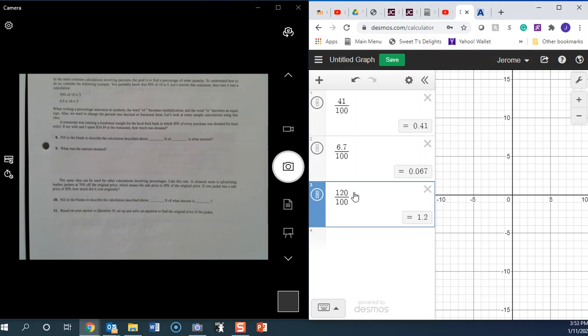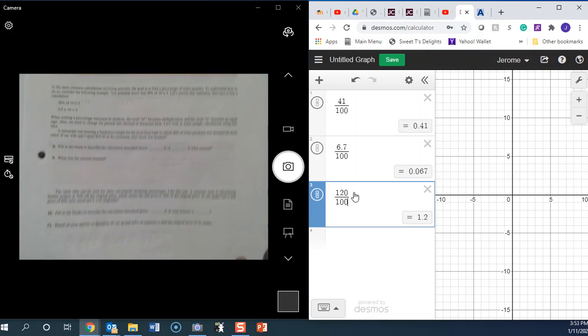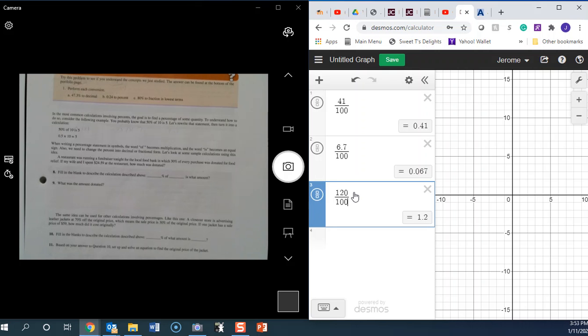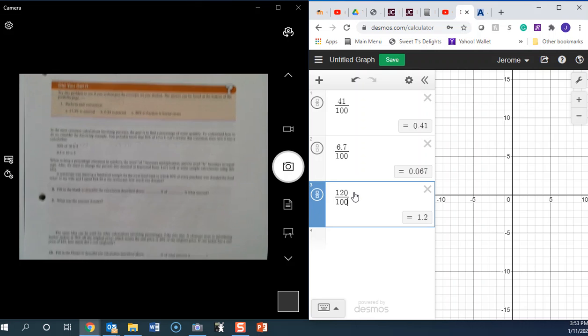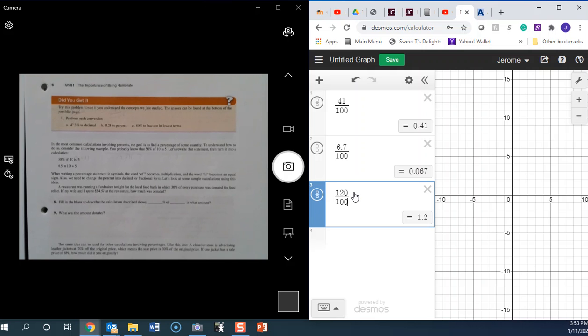Now again, if you have any questions, please feel free to ask. All right. On our next page, which is page 6, it says in the most common calculations involving percents, the goal is to find a percentage of some quantity. To understand how to do so, consider the following example.